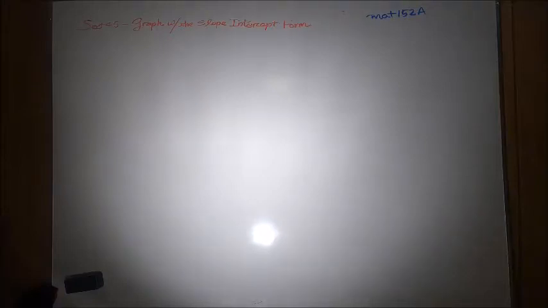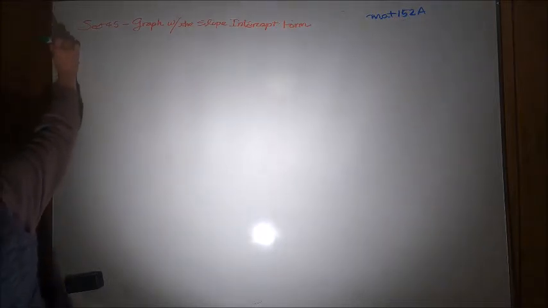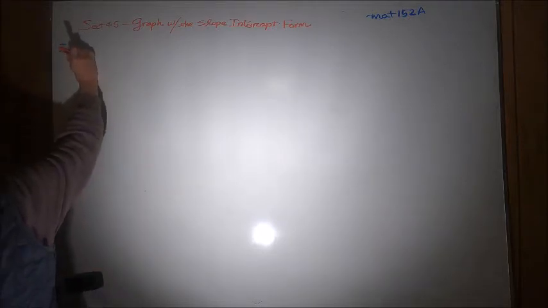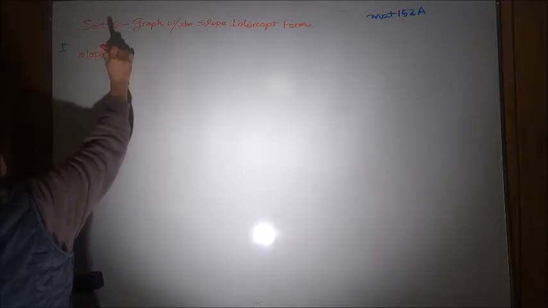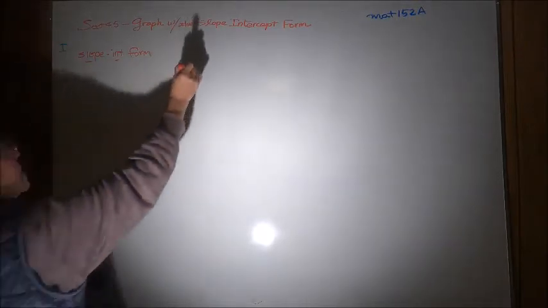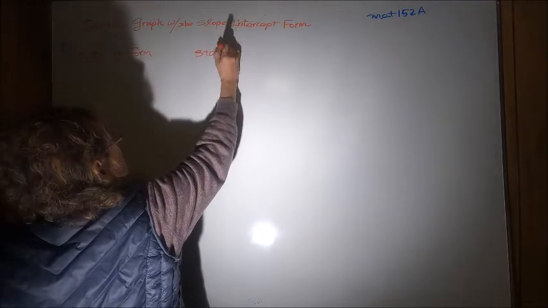We are on page 31, section 4.5, graphing with the slope-intercept form. We talk about what kind of forms we have for linear equations. So what kind of things do we call a slope-intercept form? It must have a slope, an intercept, right?